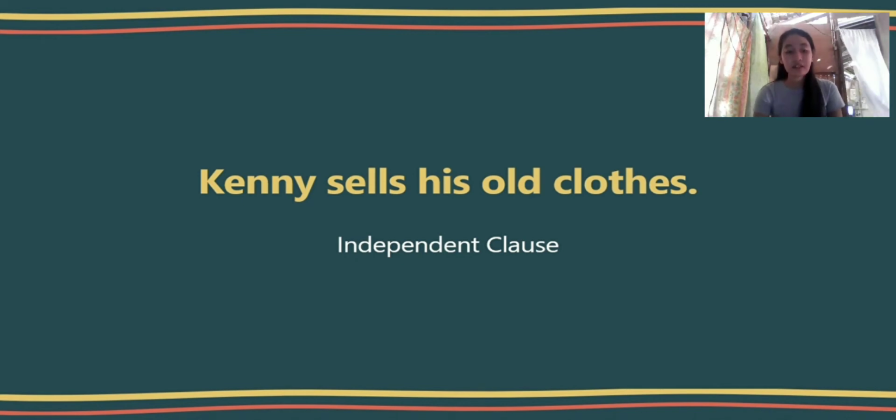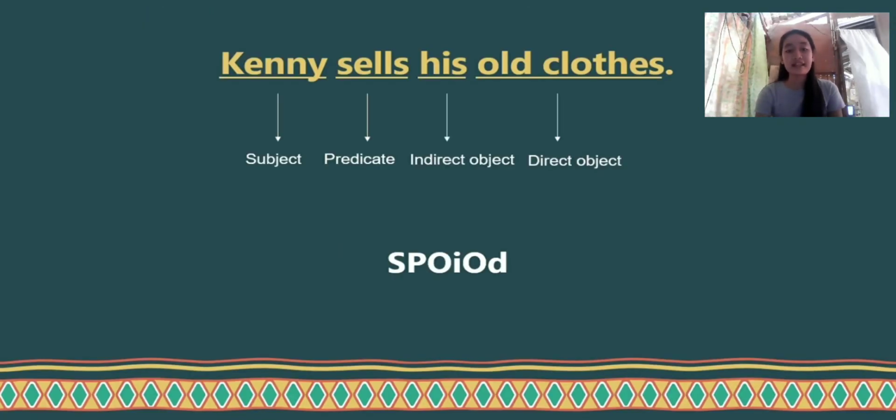Okay, next are our clause elements. We're still using Kenny sells his old clothes as our example. Kenny is our subject. Sells is our predicate. It tells us what the subject does. His is our indirect object, which is used with a transitive verb to indicate who benefits from the action. And old clothes is our direct object, a noun or pronoun that receives the action. So in coding, that is SPIODO.